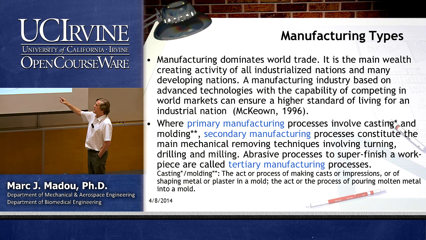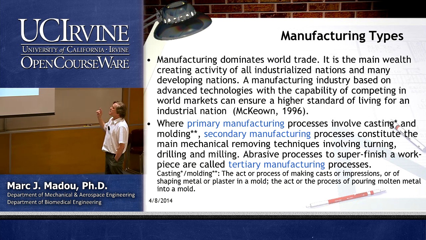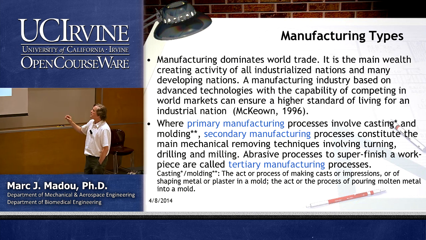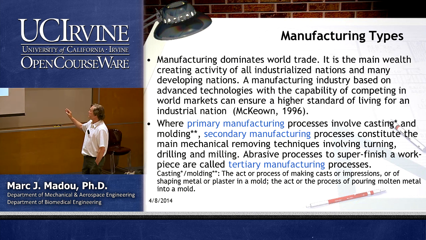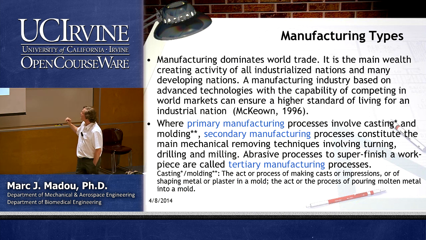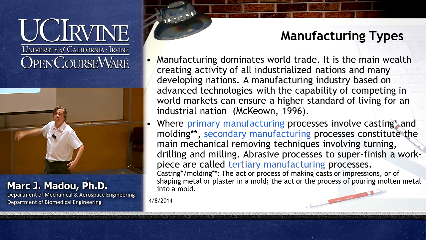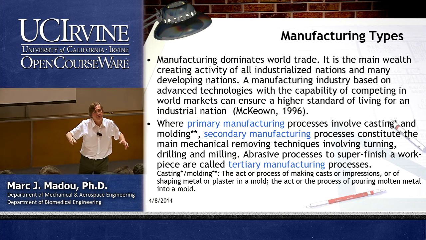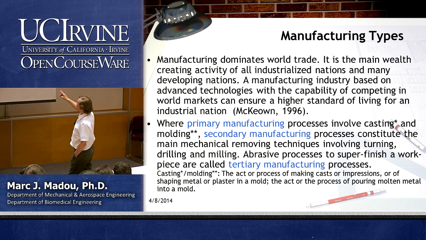In both cases, casting or molding, what is it? It's the act or process of making casts or impressions, or of shaping metal or plastering a mold. The act or the process of pouring molten metal into a mold. So that is primary manufacturing, the least expensive, right, of the three. Secondary, where are we?